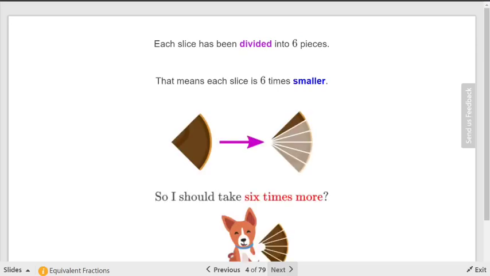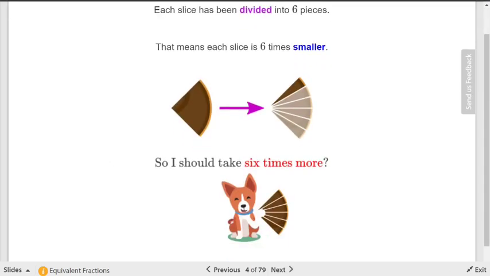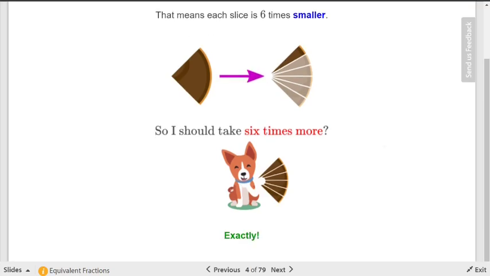So, in this particular case, each slice has been divided up into 6 pieces, which means that each slice is 6 times smaller than your original pieces, right? You divided it up into 6 pieces, so now they're 6 times smaller. So does that mean you need to take 6 times more? Yeah. If it was 6 times smaller, that means you need to have 6 pieces to make up the one big piece you were going to have before. So the whole cake would be 24 pieces.